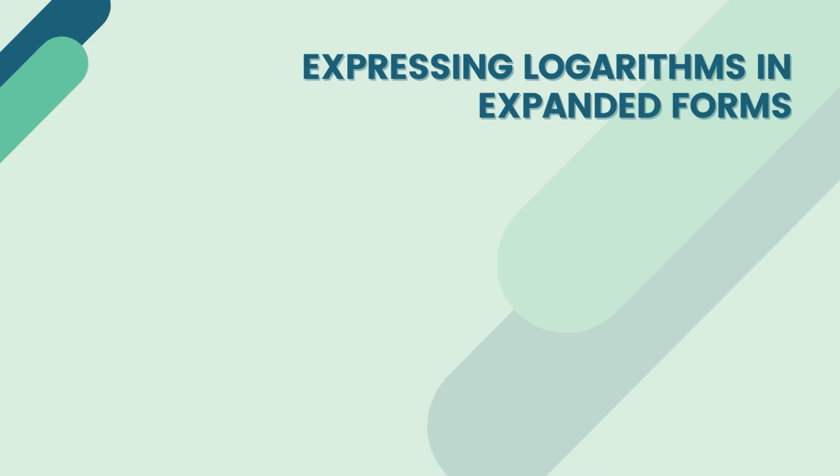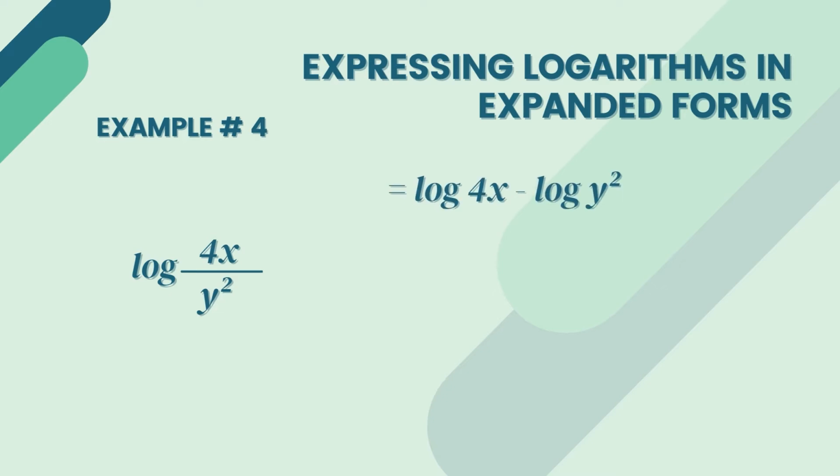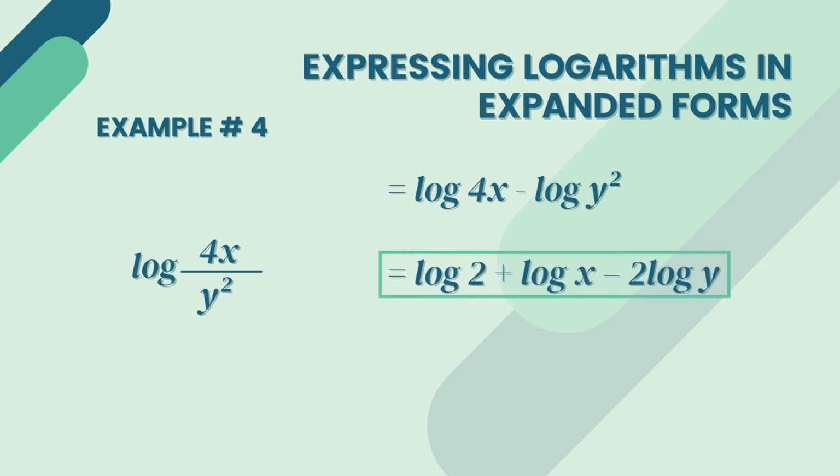For the fourth example, we have log 4x over y squared. To solve this, it is recommended to separate them first using the quotient rule and then use the power rule. So it will first look like log of 4x minus log of y squared. Now, we can apply the power rule. Let's rewrite this into log of 4 plus log x minus 2 log y.